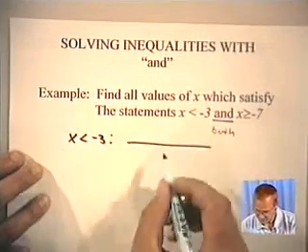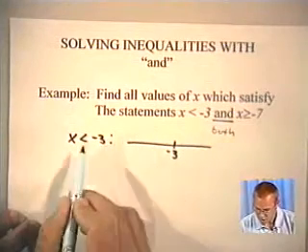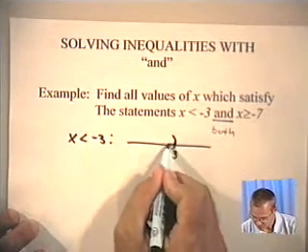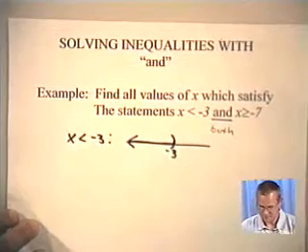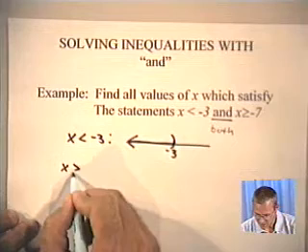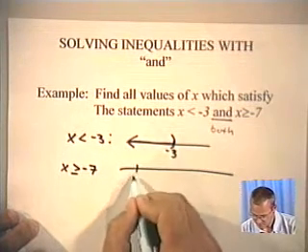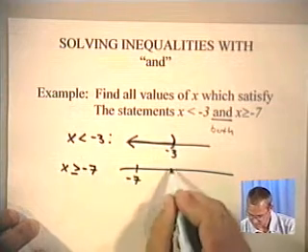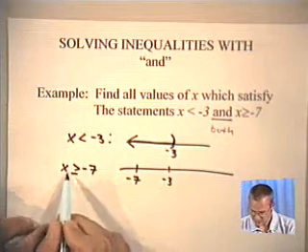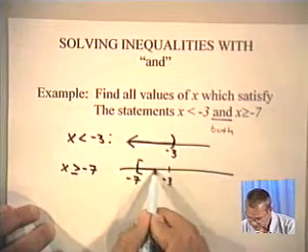If I draw a number line, I'll put my negative 3 here. I'm looking for all x's that are strictly less than negative 3, which means I have to go to the left. Okay? Now, let's graph x greater than or equal to negative 7. Maybe there is negative 7. There might be my negative 3. Now I want to graph all values of x which are greater than or equal to negative 7.